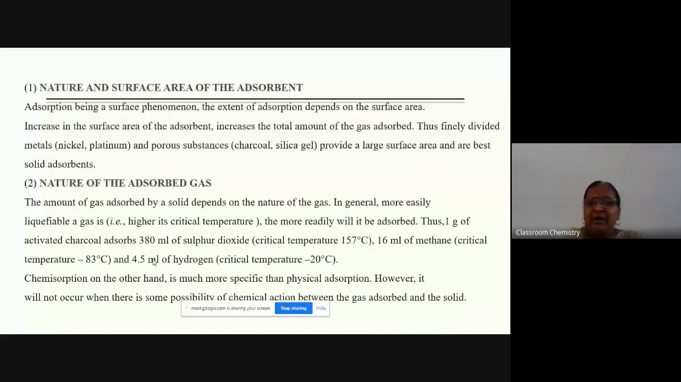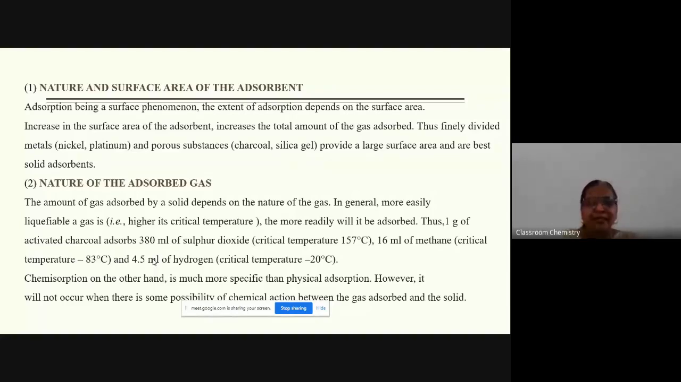But it will adsorb only 16 ml of methane as its critical temperature is low. Critical temperature of methane is minus 83 degrees centigrade. And only 4.5 ml of hydrogen. Its critical temperature is minus 240 degrees centigrade. That is, the lower the critical temperature, the less easily the gas is liquefied and the amount of such gas adsorbed is less.